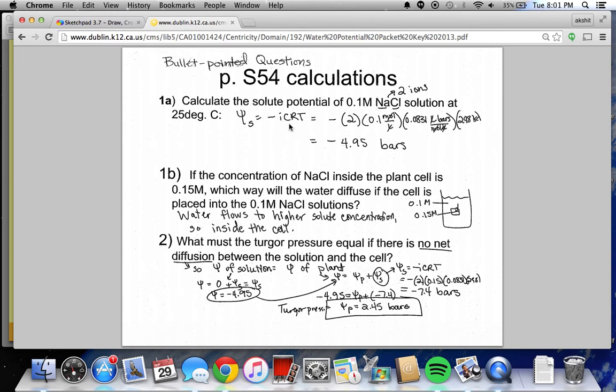C is the concentration of the things that you're looking at. So if the concentration is 0.1, in this case you plug in 0.1, if it's 0.2 you plug in 0.2, and so on. R is the gas constant, and that will be given, and T is the temperature in Kelvin.